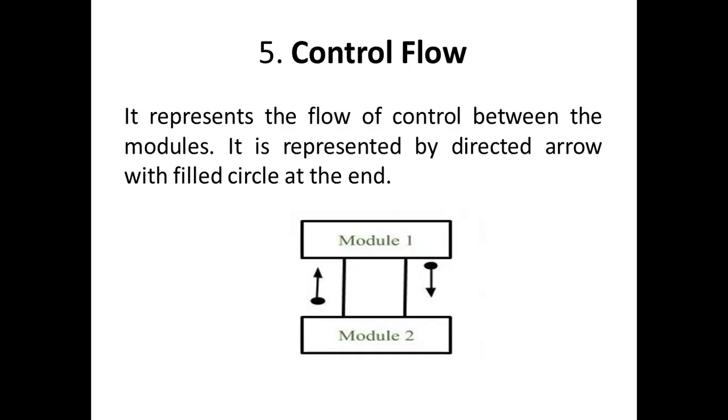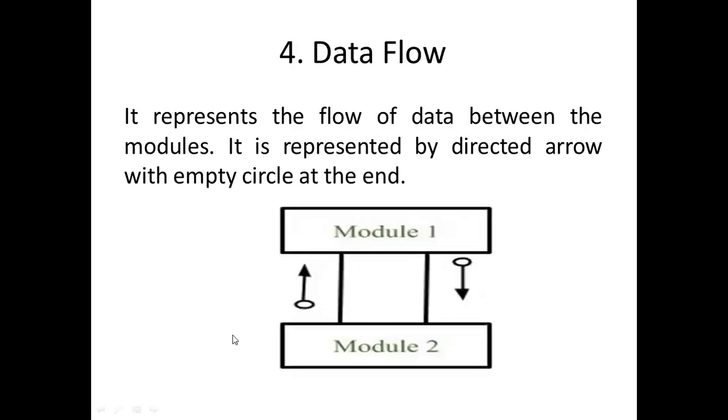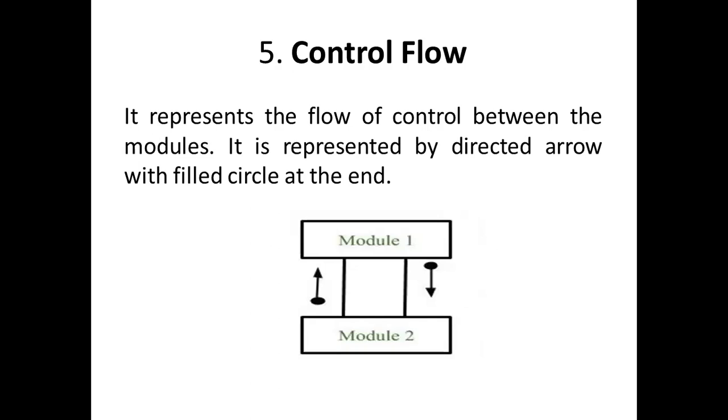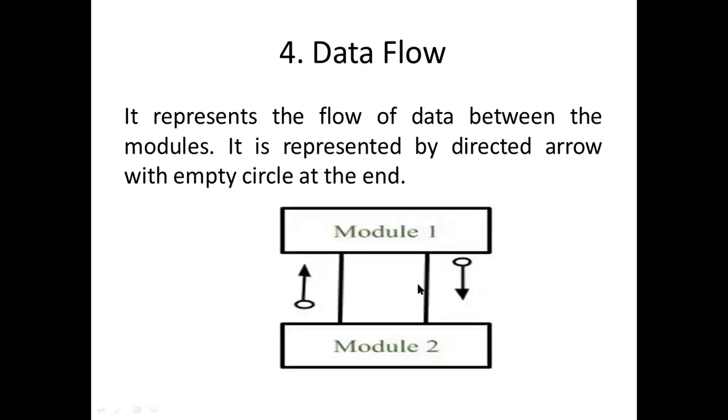Okay, so there is a little bit of difference between the data flow and the control flow. In case of the data flow, we have the same modules, we just divide our problem into various modules. Here we are considering module 1 and module 2, and you can see we are using arrows, and at the end you can see the empty circles. So we are indicating the data flow between module 1 and module 2.